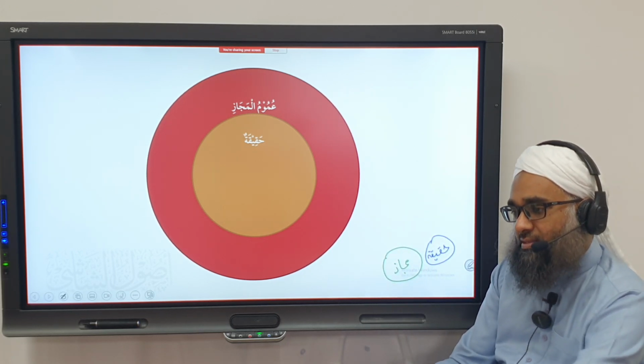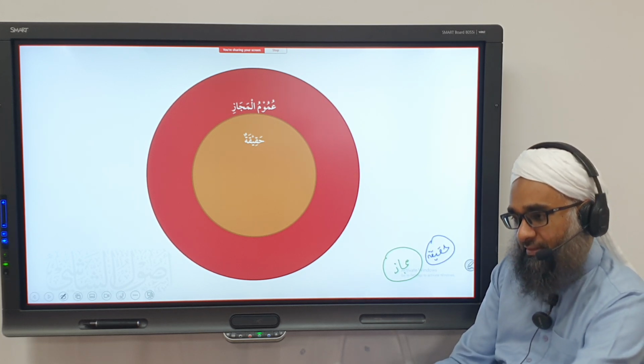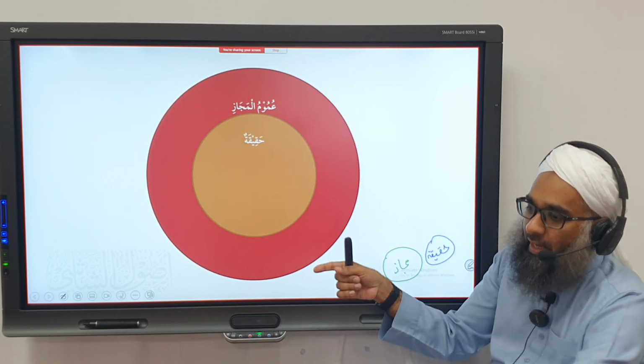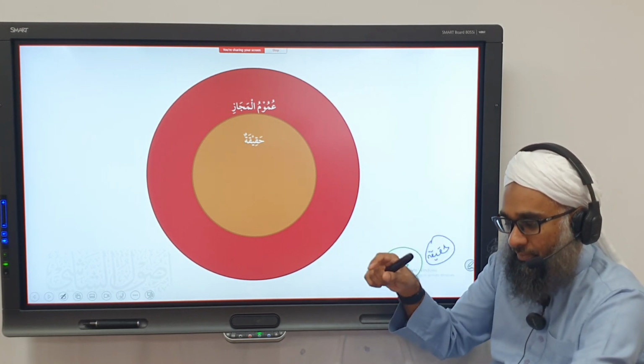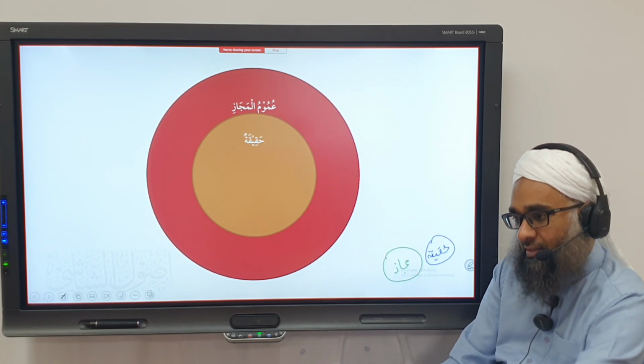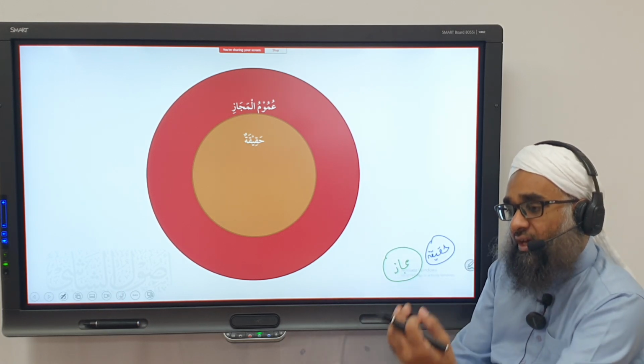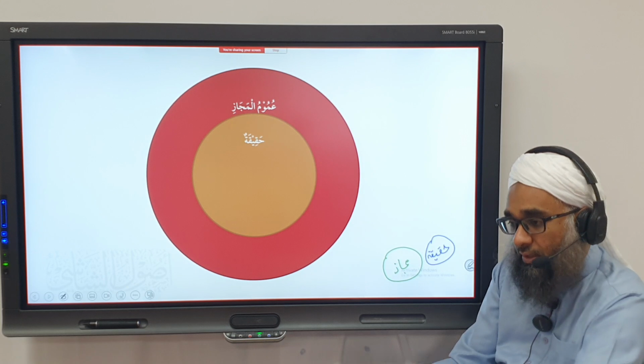And what's the example of this? لا أضع قدمي في بيتك. So it includes أضع قدمي and it also includes دخول, أي دخول متنعلا أو حافيا, أو راكبا. فهمت? And you can have حقيقة قاصرة.